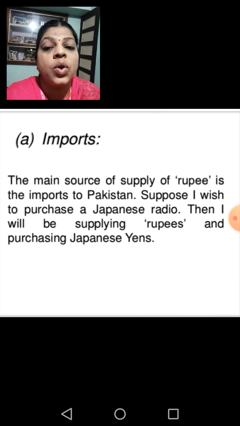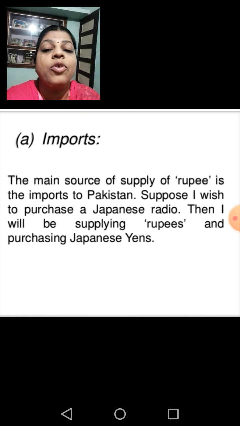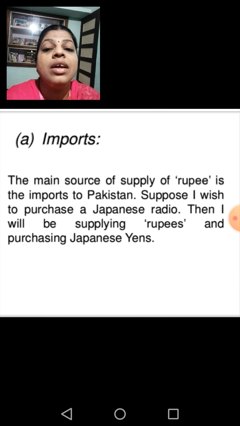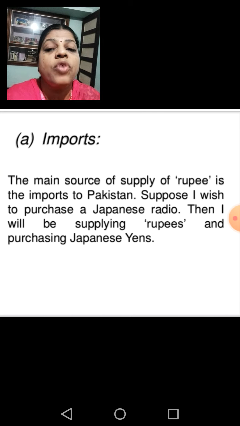Sometimes I will rely upon other countries also, and I have to pay in their particular country's currency. Payment should be made in that country's currency, because it is of no use to pay in some other currency. They want their authorized currency, then only it will be useful for them.